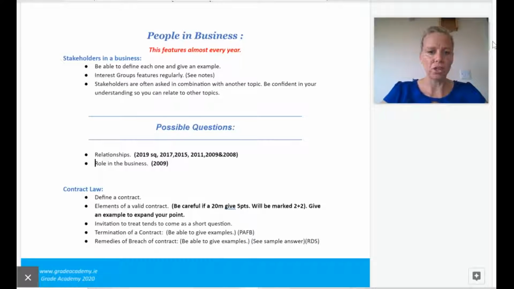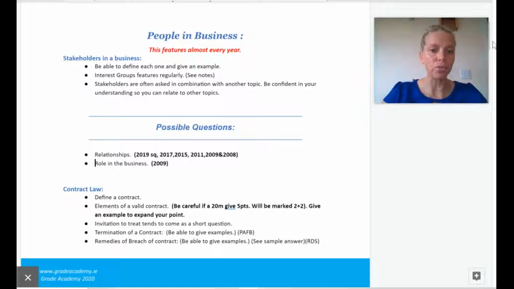If the word relationship comes up, you must mention either a win-win situation or a win-lose situation. The stakeholders will have similar aims and objectives or different aims and objectives. So make sure you can talk about the relationship. So if you see the word relationship, you have to mention those keywords. Okay, that's what your examiner will be looking for.